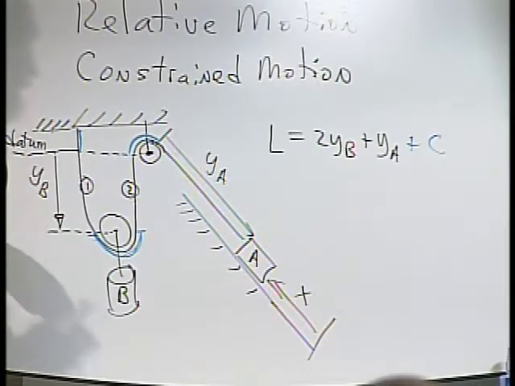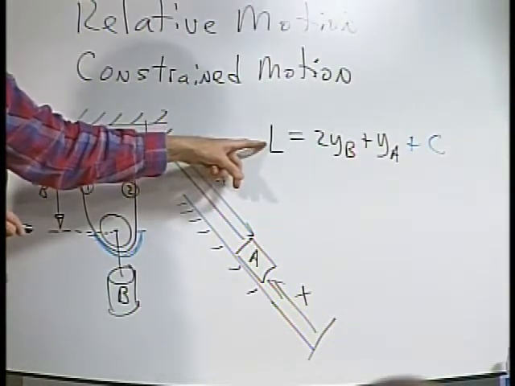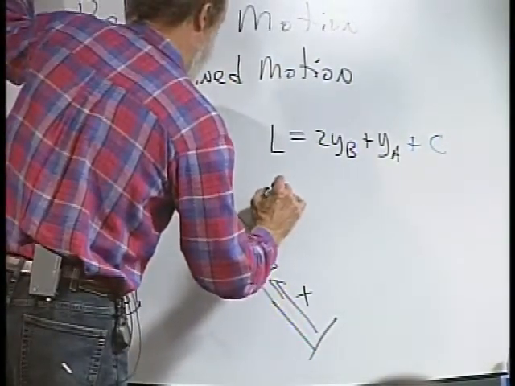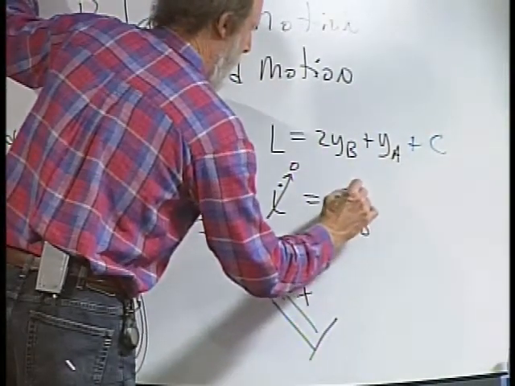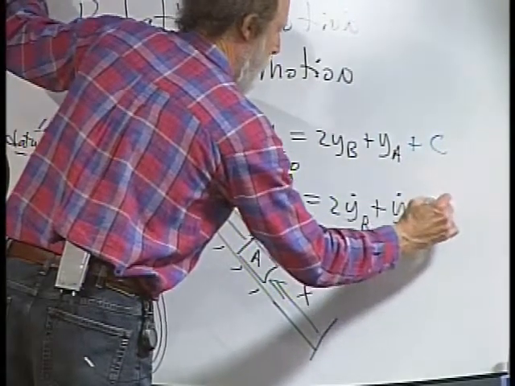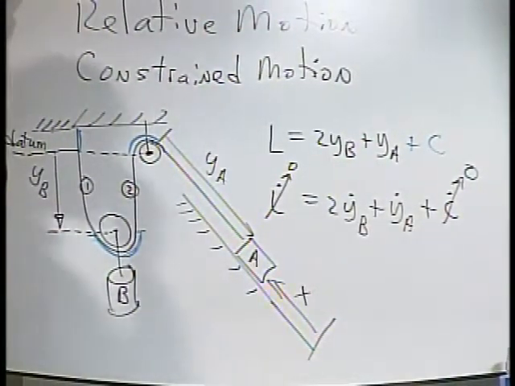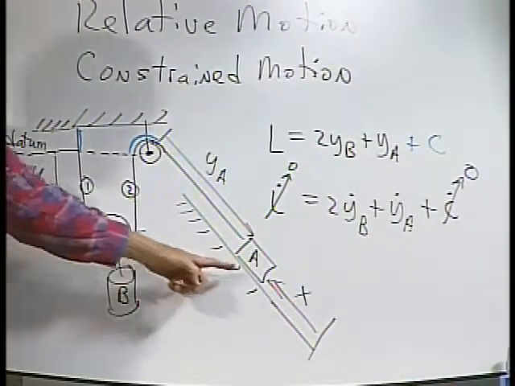Now remember what we're doing. We're doing kinematics, the geometry of the motion. So we crank the derivative on this. The derivative of a constant is 0. L dot is 0. We get 2 y sub b dot plus y sub a dot plus c dot, and the derivative of the constant is 0. So we have a relationship between the velocities of this body in motion and that body in motion.